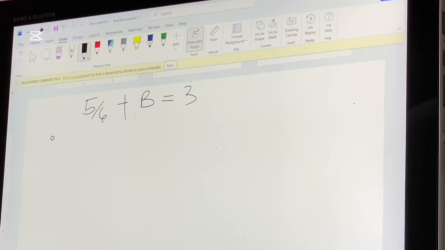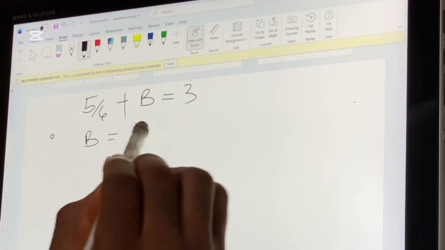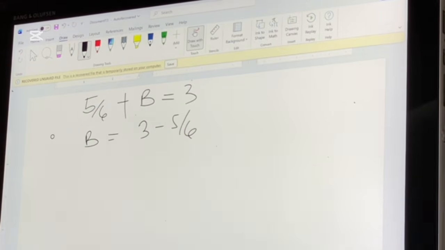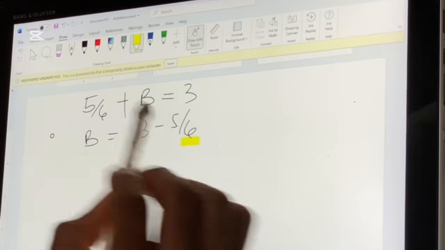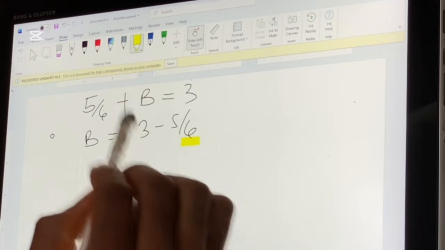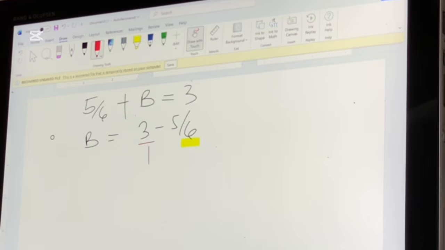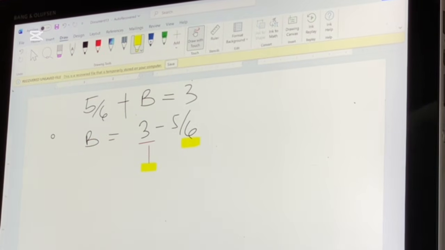Of course, from here, our intention is to make b the subject. Making b the subject, b will be equal to 3 minus 5 over 6. Class, whenever you have something like this, this part here is a fraction, and we can also make this part here a fraction, that is, saying over 1. Please take note.